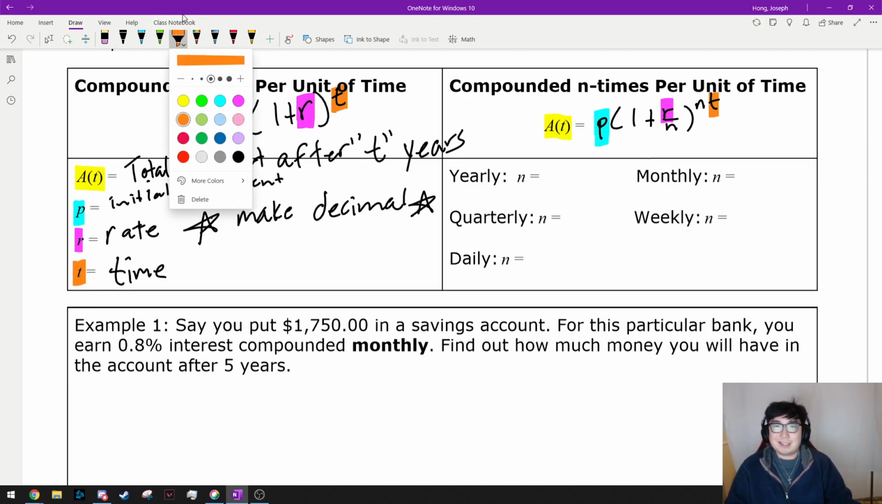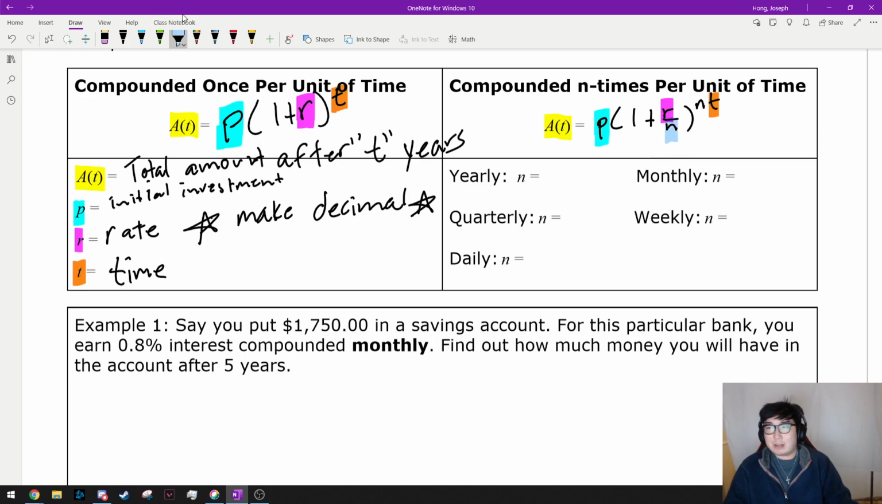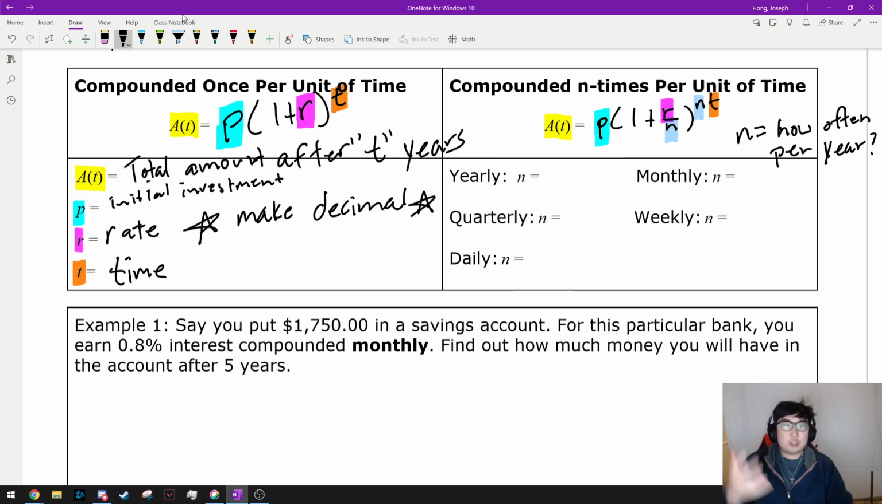What's different is this n right here. I don't know what n is equal to. Really, the way that we talk about n is how often per year you get paid your interest rate. If I get paid once per year, my n is 1 because I get paid once per year. So monthly, how many months are there in a year? 12, and so on and so on.